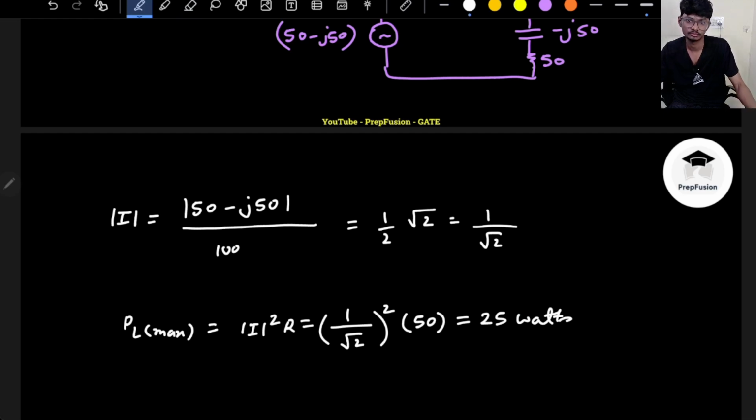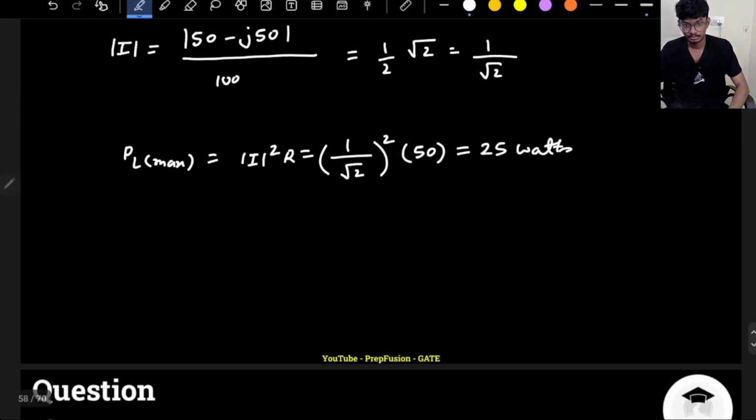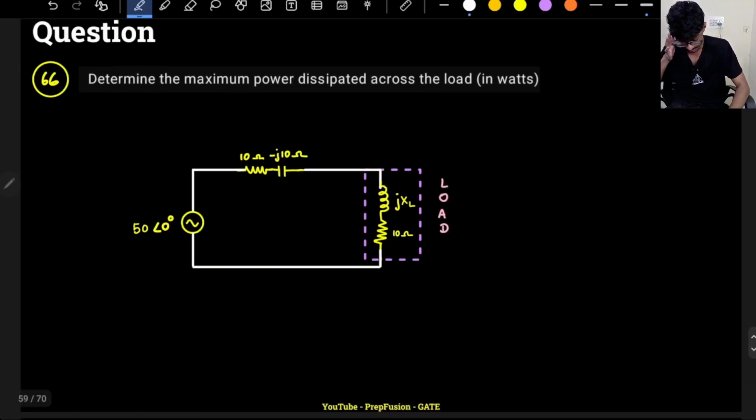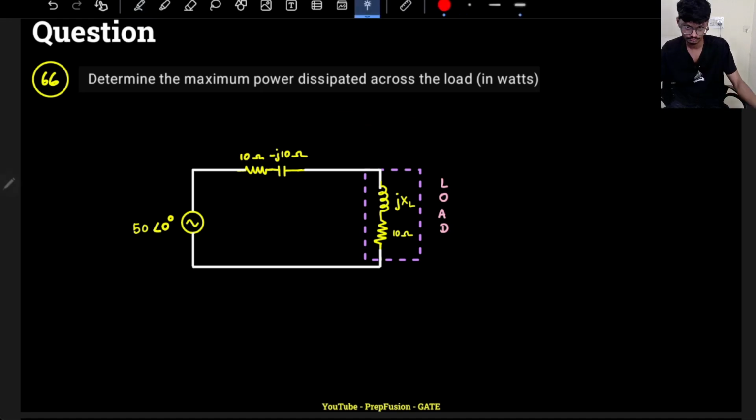Okay, 25 watts will be the answer. Okay. So yeah, this was the next question. I know we are pushing a bit, but that's fine, right? So mostly we will do all the questions in this lecture only. So we have to determine the maximum power dissipated across the load in watts.